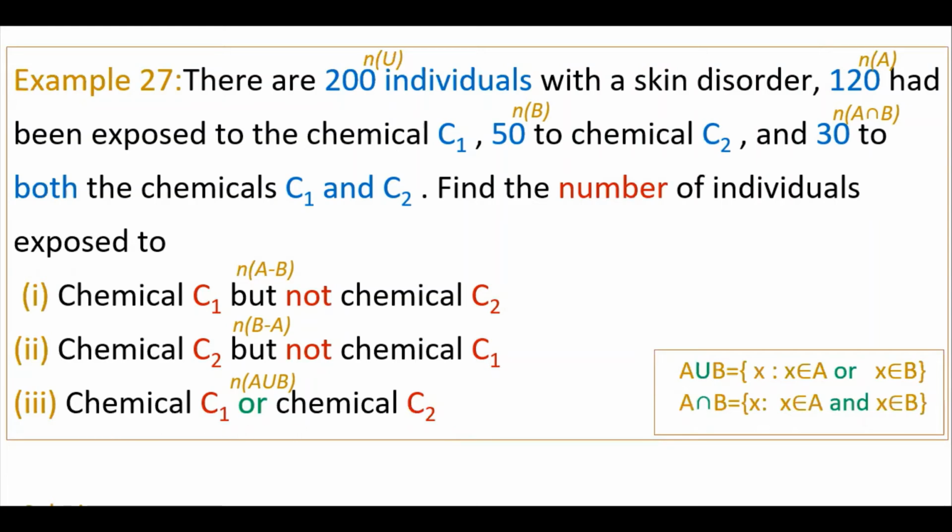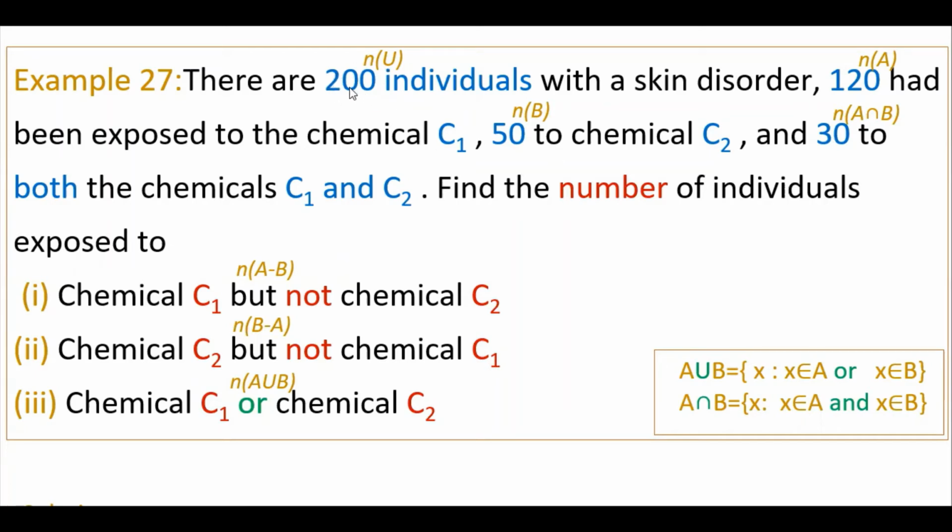So here there are 200 individuals and 120 had been exposed to the chemical C1 and 50 to chemical C2. If you assume A as the set of people who had been exposed to the chemical C1, and B for C2, then N of A is equal to 120 and N of B is equal to 50. And 30 were exposed to both the chemical C1 and C2, so N of A intersection B is equal to 30. If you add 120 plus 50, 170, minus 30, that is 140. So 200 is not N of A union B.